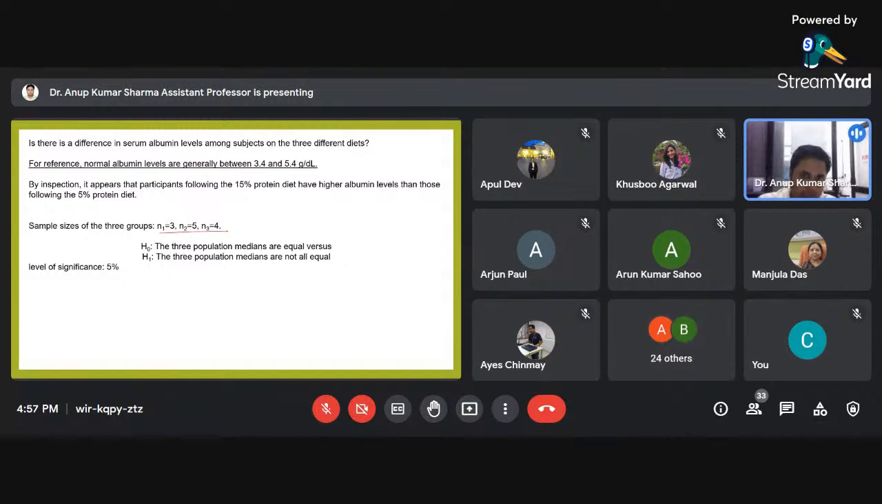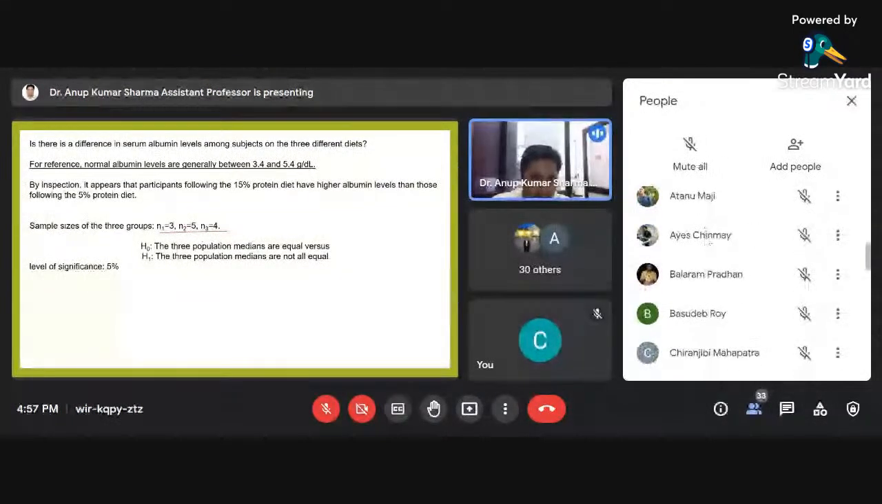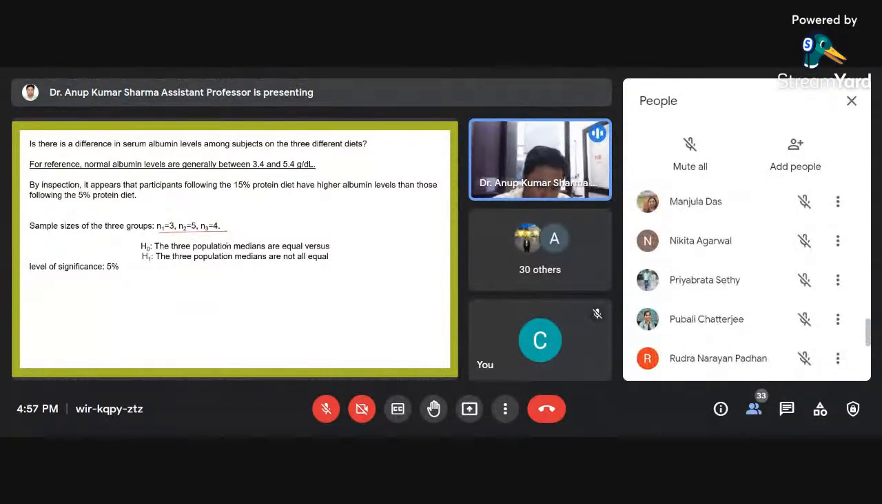The three population medians are equal. We are not calculating means here, but medians; in parametric tests we always say mean, but here we write the hypothesis in terms of medians, and we can calculate the medians. The alternative is that the three population medians are not equal. Or simply we say the three populations are equal versus the three populations are not equal.